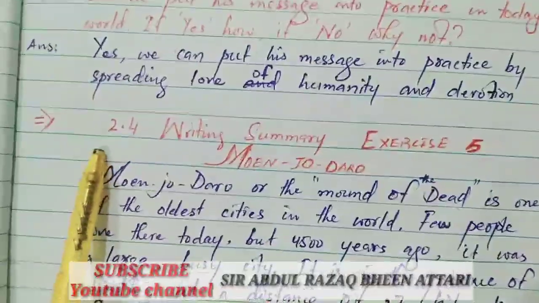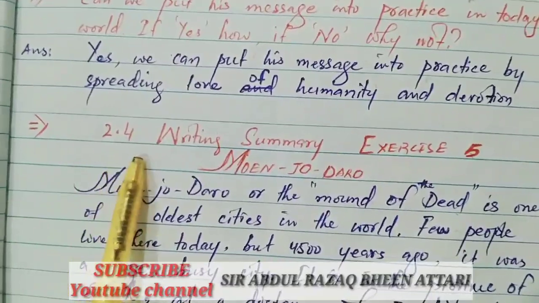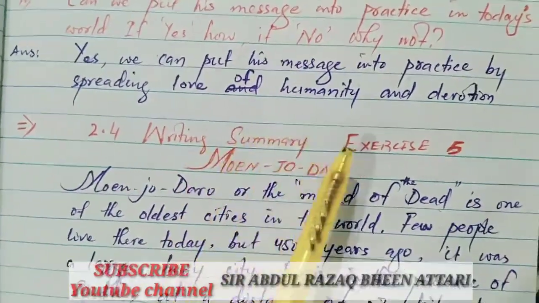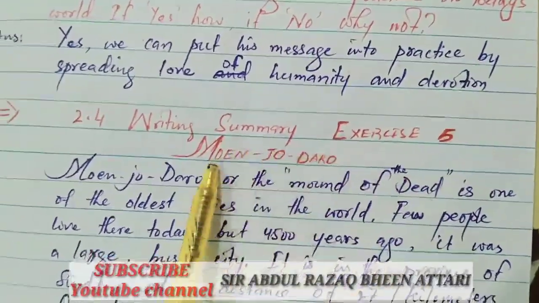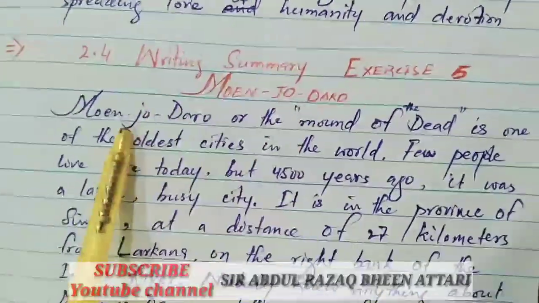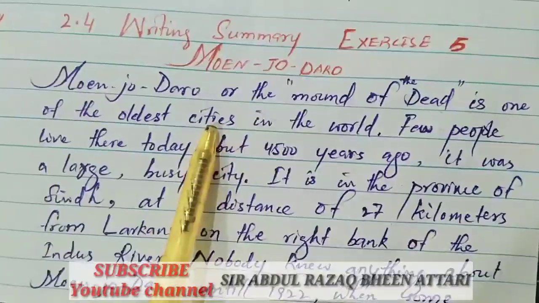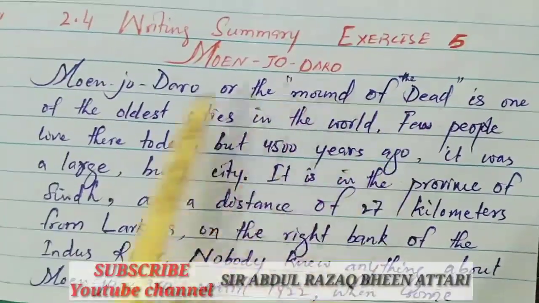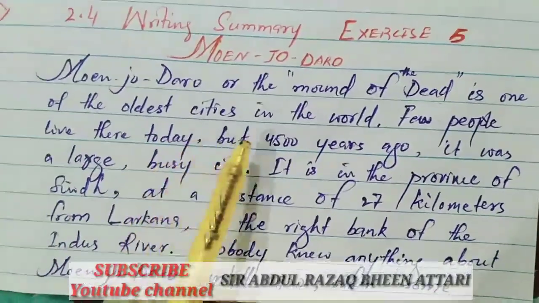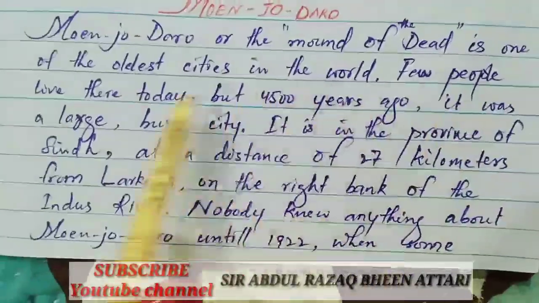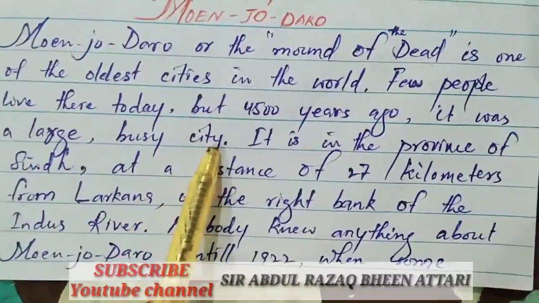Now there is an exercise 2.4, summary writing. Exercise number 5. Mohenjo-daro. Mohenjo-daro, or the Mount of the Dead, is one of the oldest cities in the world. Few people live there today, but 4,500 years ago it was a large, busy city.